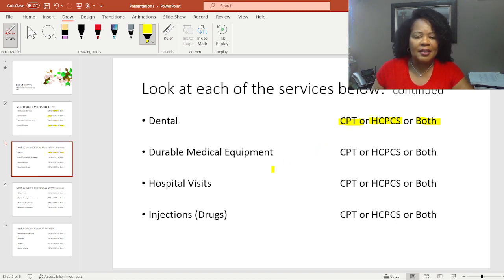Durable medical equipment. Again, this is equipment. This is a supply. Therefore, it is a HCPCS code. Look at hospital visits. Again, in order to be admitted to a hospital, you need a licensed MD to write the order. Therefore, that is captured with CPT. Injections, the actual injection drug. One, it has to be ordered by this licensed MD, but the actual coding for that medication is a HCPCS. So I can see both coded in this situation.